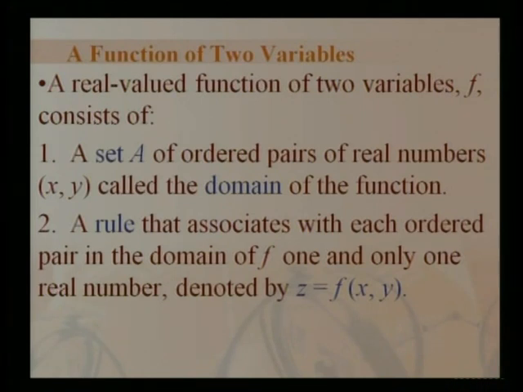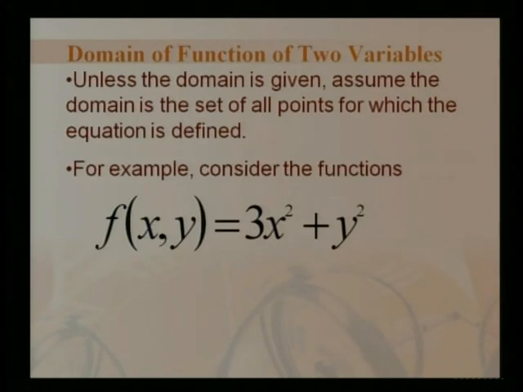Now let us move to the function of two variables. In a function of two variables, we have two important things. One is a set A, that is a set of all ordered pairs of real numbers, that is called the domain of the function. And second, the rule which associates each ordered pair with the value of f, that is one and only one value of f, that is denoted by z, which is equal to f(x, y). Unless the domain is given, we will assume the domain is the set of all points for which the equation is defined.